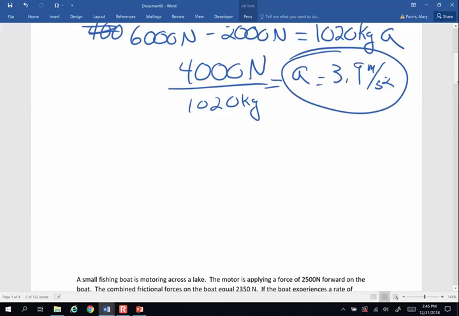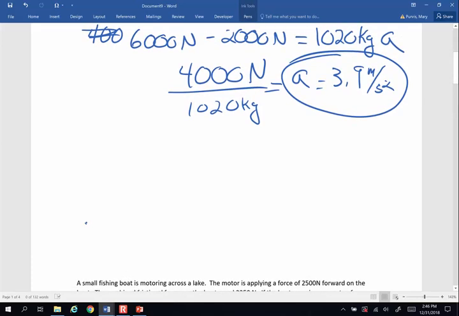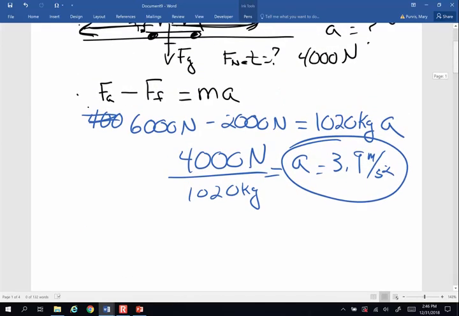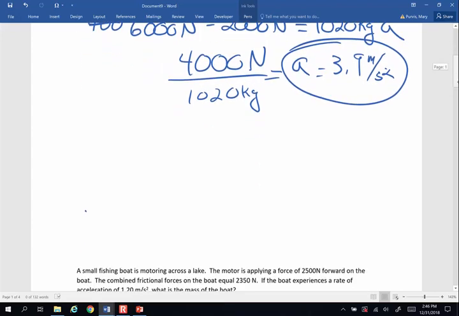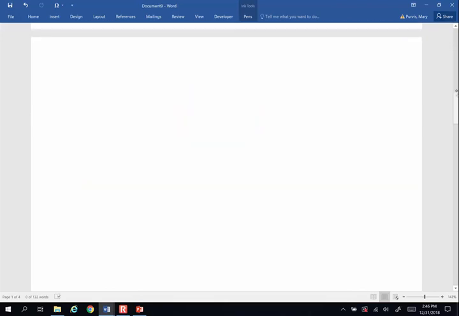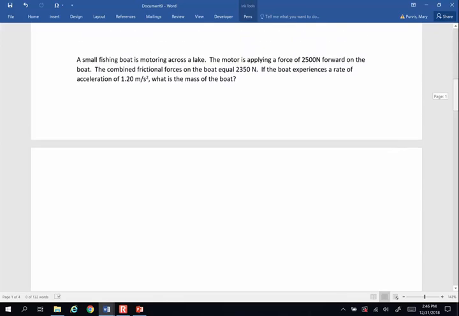Where did it go? It's right here. Okay. And if you're feeling confident, try this one on your own, and then let's do it later together. Just got to get it in the screen.